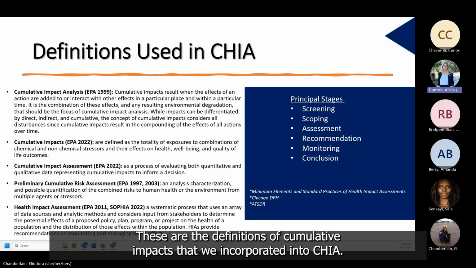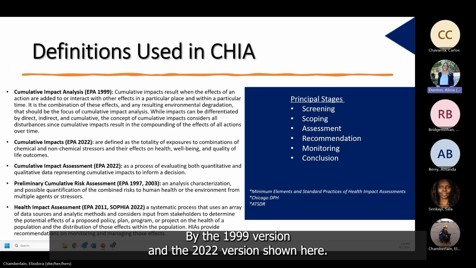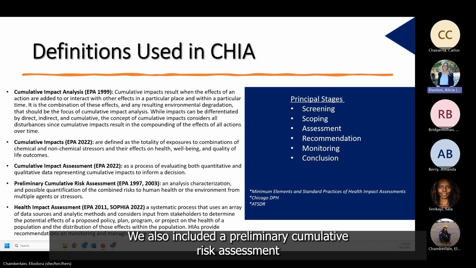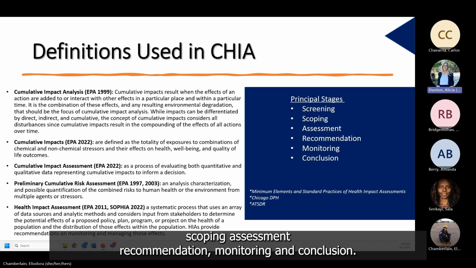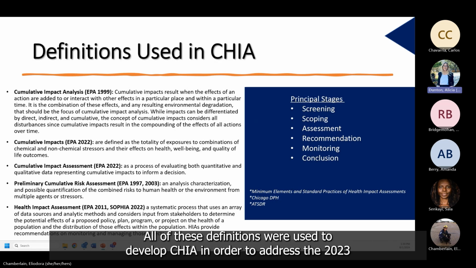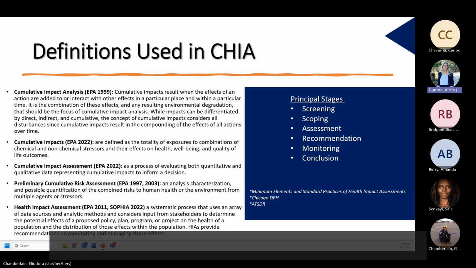These are the definitions of cumulative impacts that we incorporated into CHIA. Cumulative impacts has been described in two ways by the 1999 version and the 2022 version shown here. We also included a preliminary cumulative risk assessment analysis in order to do a screening level risk assessment. We married all of these frameworks with a traditional health impact assessment and the stages incorporated into HIAs: screening, scoping, assessment, recommendation, monitoring, and conclusion. All of these definitions were used to develop CHIA in order to address the 2023 Office of Inspector General report and to include all regulatory programs.